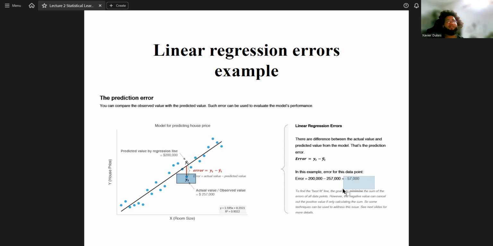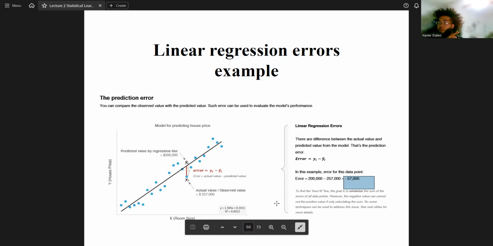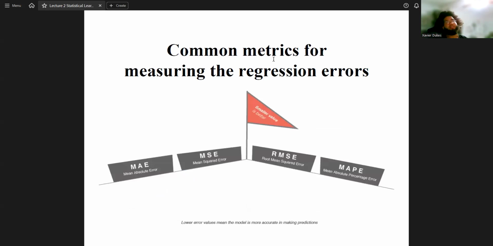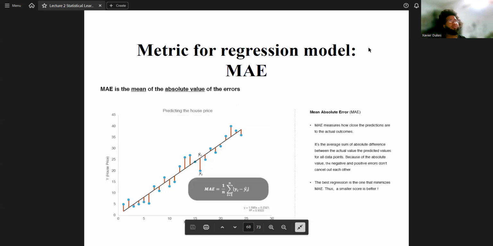So we have a $50,000 error. Now, let's say you list your price on Zillow and they give you an estimate. If you sold your house for $57,000 less than you could have gotten, are you going to be upset? Absolutely. Common metrics for measuring the regression of errors: a smaller value is a better value. Low errors mean the model is generalizing well.